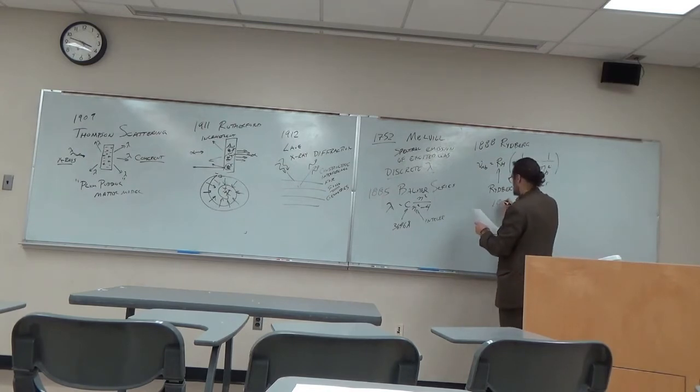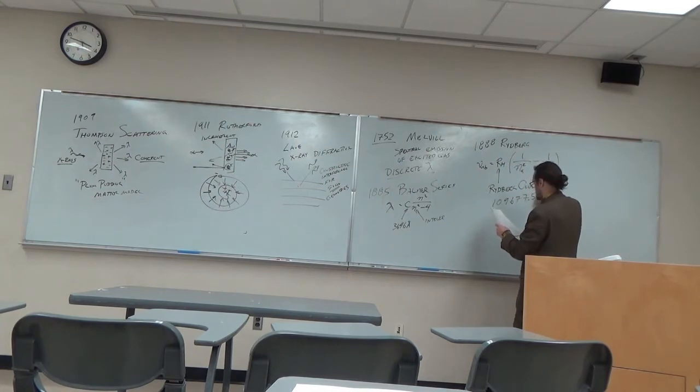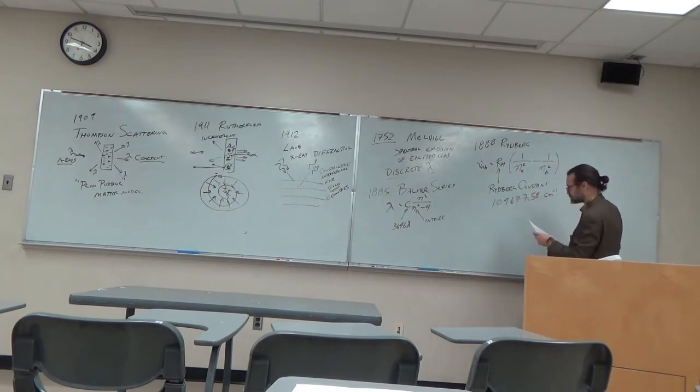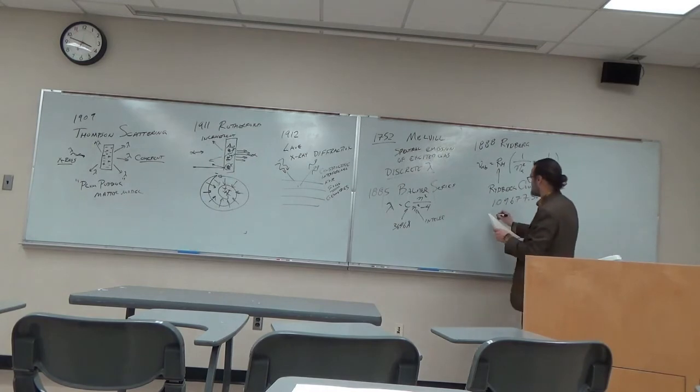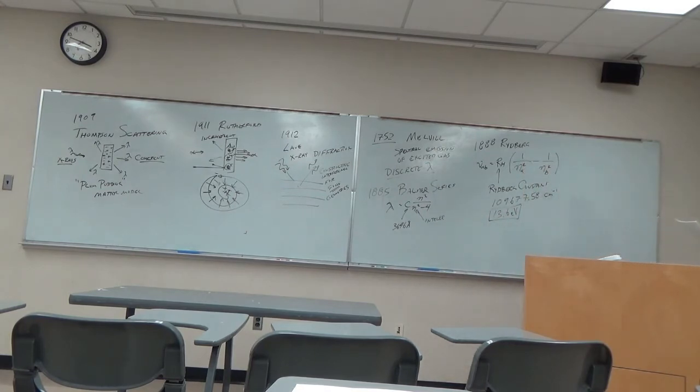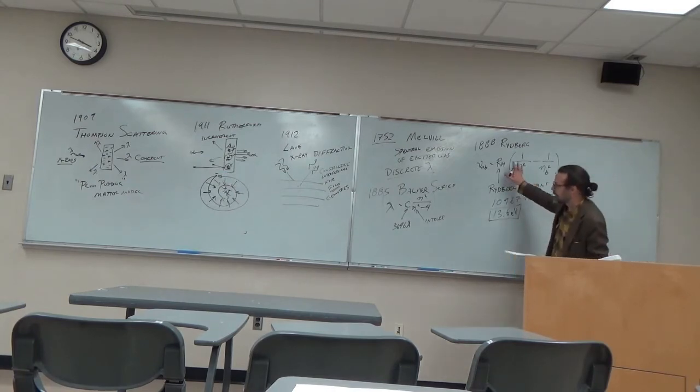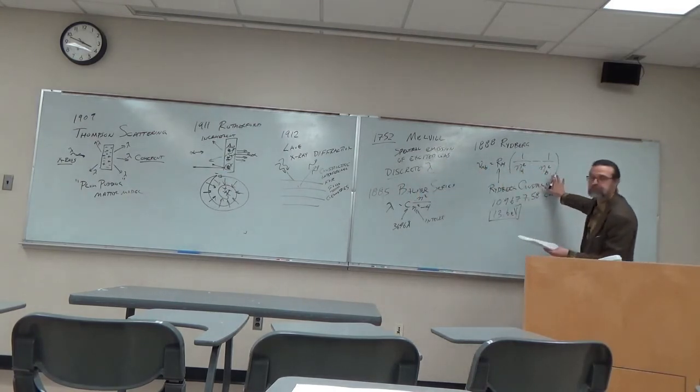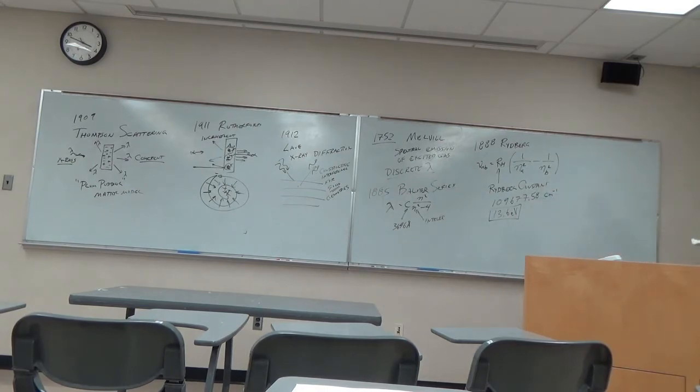which is 109677.58 inverse centimeters, otherwise known as 13.6 electron volts. It's one of those numbers which is really handy to memorize if you ever decide to become a theorist. And this is where we were in terms of observation.